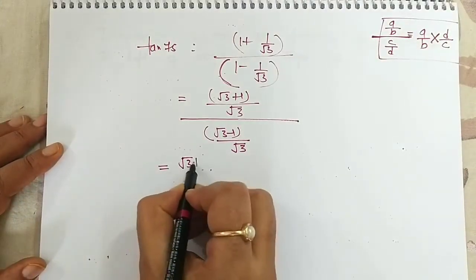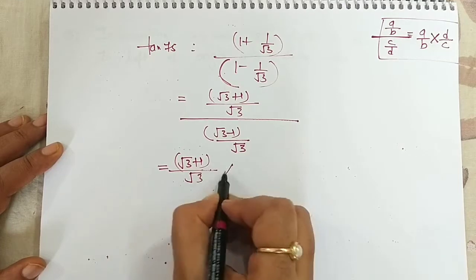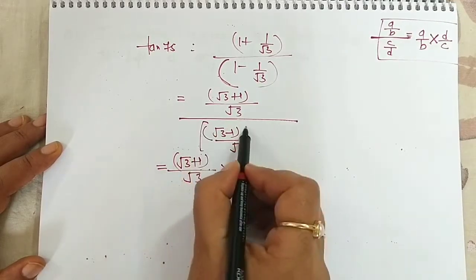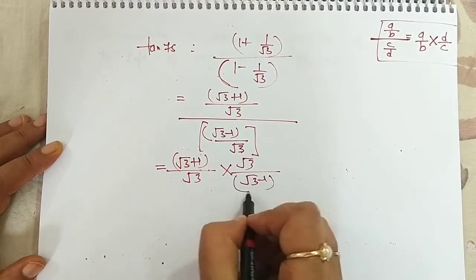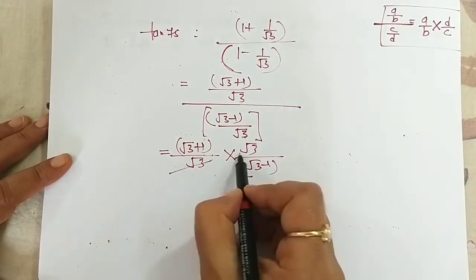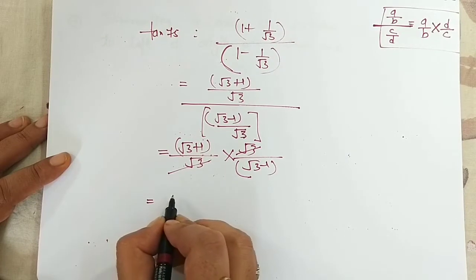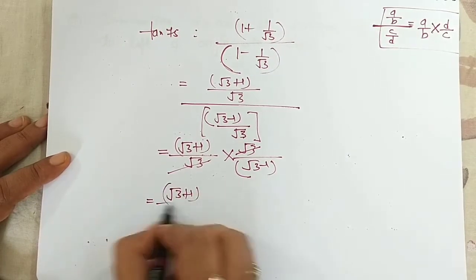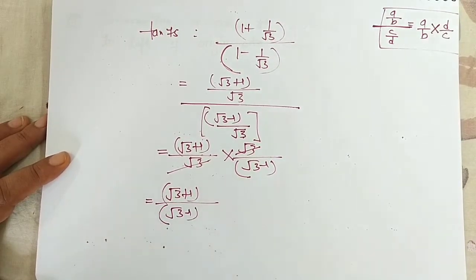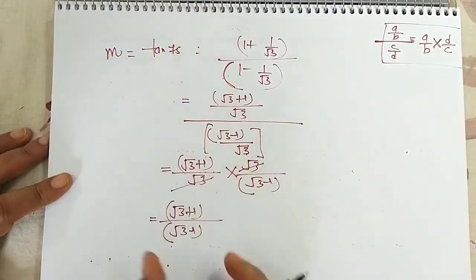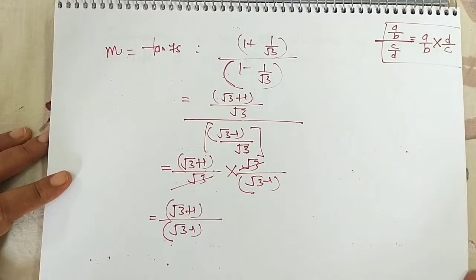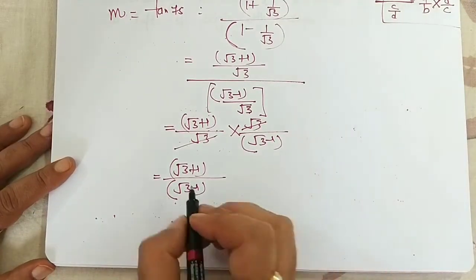So I am using (root 3 plus 1) by root 3 into this denominator part I am flipping. So I will write root 3 by (root 3 minus 1). So here root 3 cancels. So what I am getting is (root 3 plus 1) by (root 3 minus 1). So this is your slope. If you want, you can leave it here. But I will tell you how to simplify.